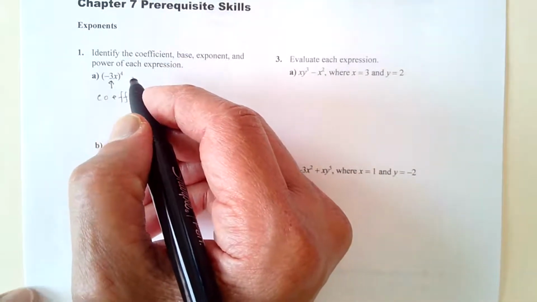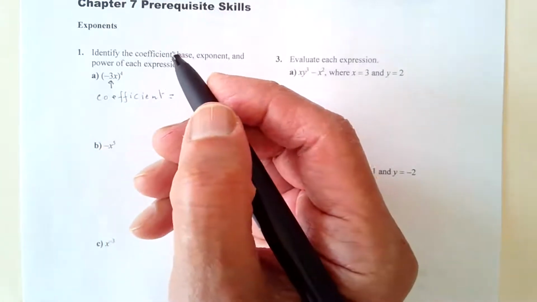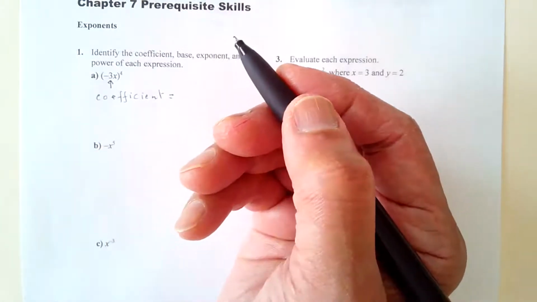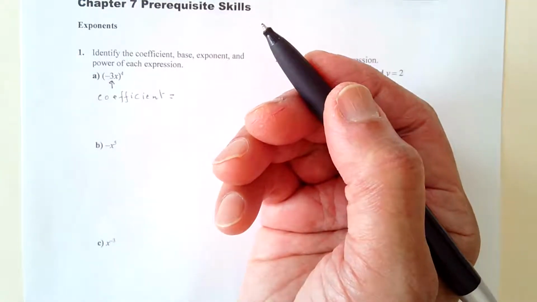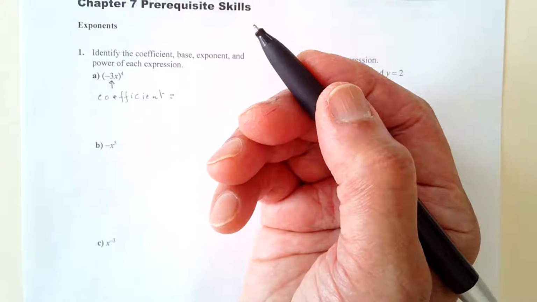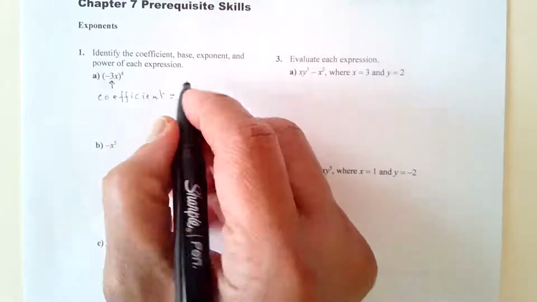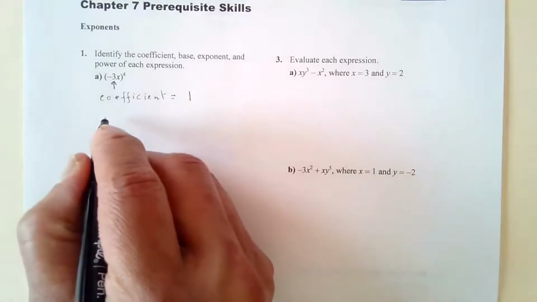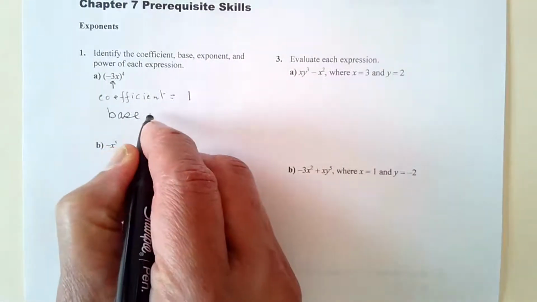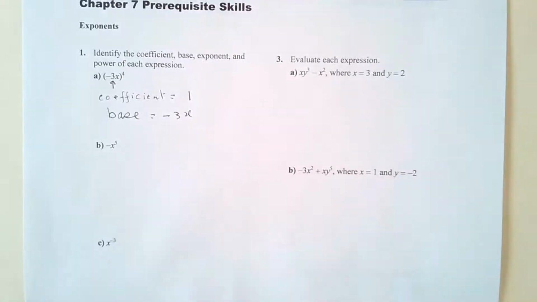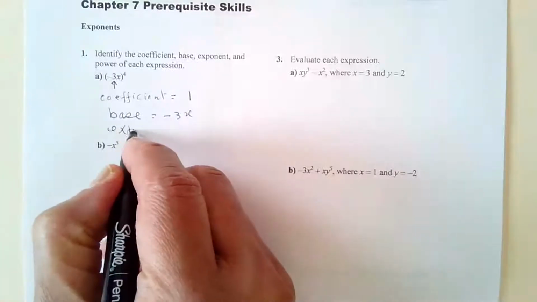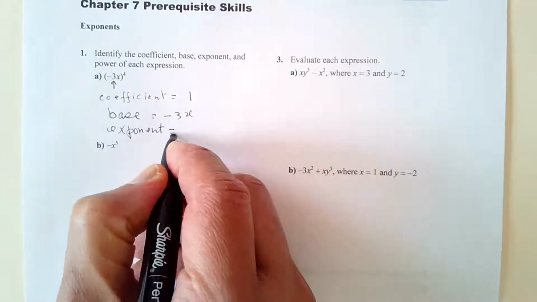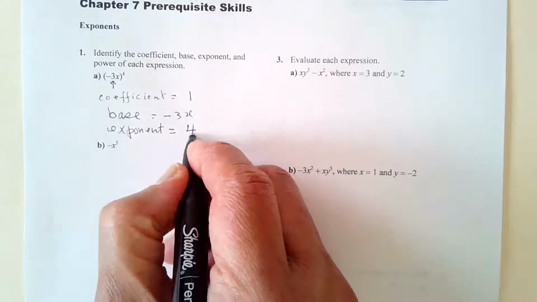So the first one, coefficient. The coefficient is 1, sorry. Coefficient is 1. The base, negative 3x. Exponent, 4.